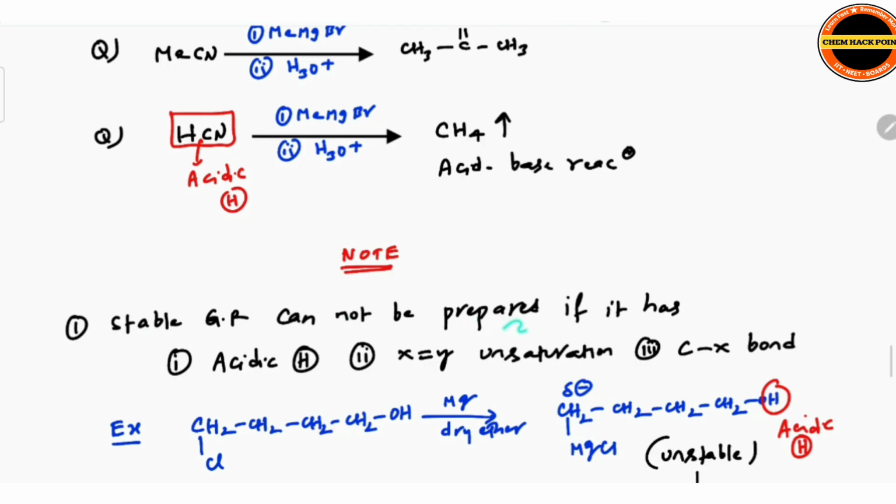A stable Grignard reagent cannot be prepared if the compound has acidic hydrogen, XY unsaturation, or a C-X bond. Why can't you prepare it with acidic hydrogen? It reacts further. These conditions make the Grignard reagent react. Hence, we cannot prepare a stable Grignard reagent if any of these are present.